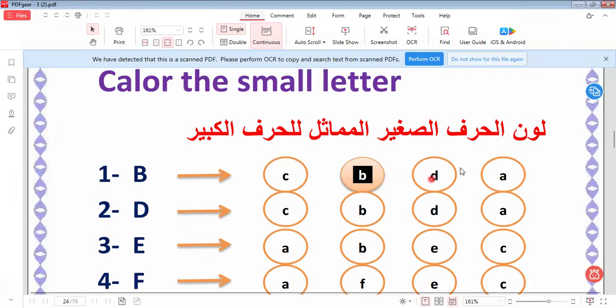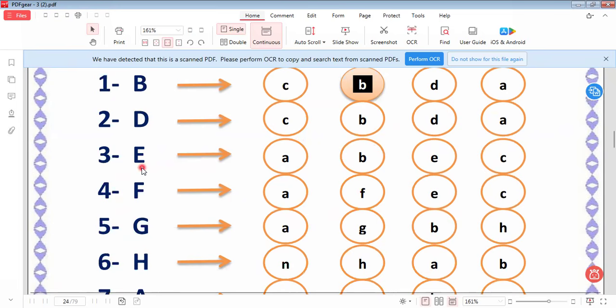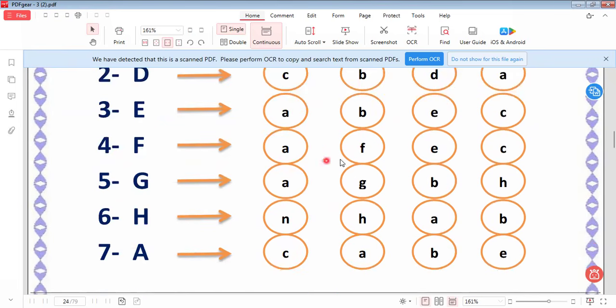So here also we have the same question as the last one. I answer 5 of them, and I will leave the rest for you to do by yourself. Here is capital B, capital D. Where is the small d? This one. Okay, pupils. Capital E, where is the small e? This one. Capital F, where is the small f? This one. There is capital G, where is the small g? This one.